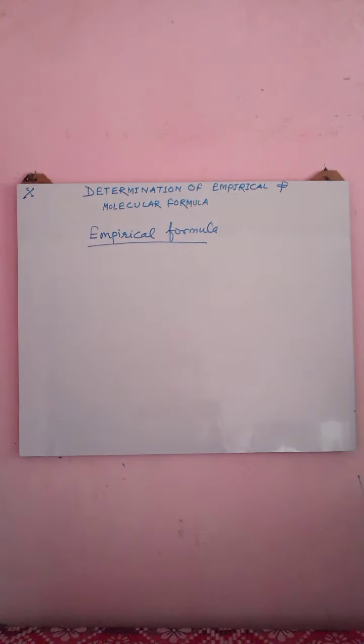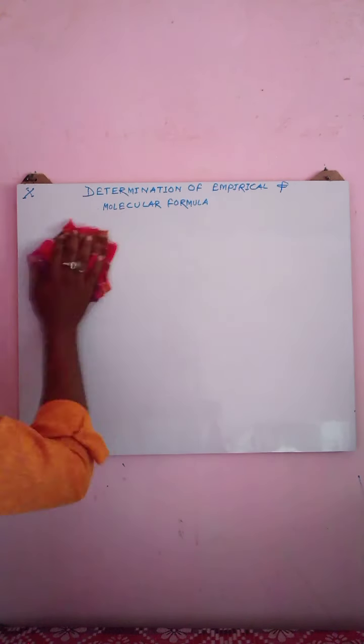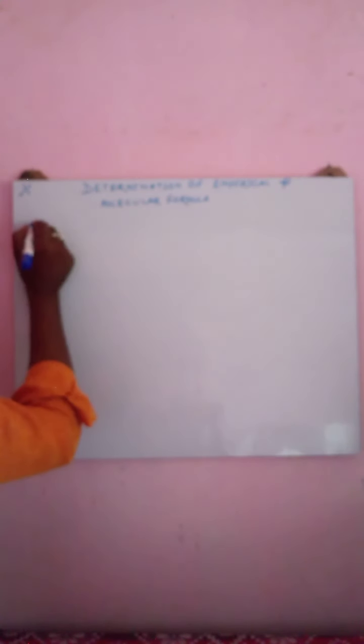Then after, the percentage weight of each element is divided by its atomic mass. Okay. For example, let us consider one numerical. That will be the better way to understand. One numerical is given: find the empirical formula of the compound with the following percentage composition. We will try to understand with this numerical.